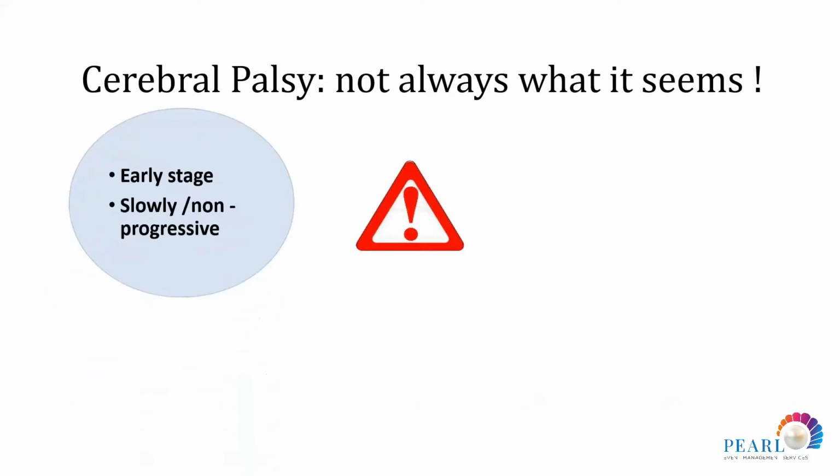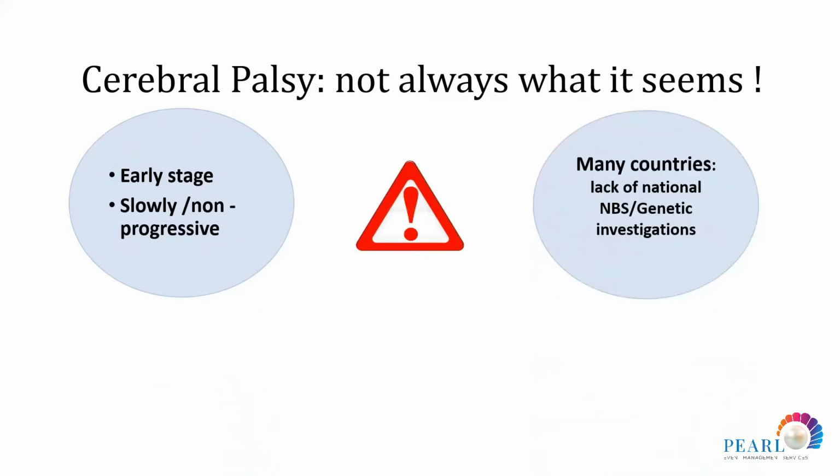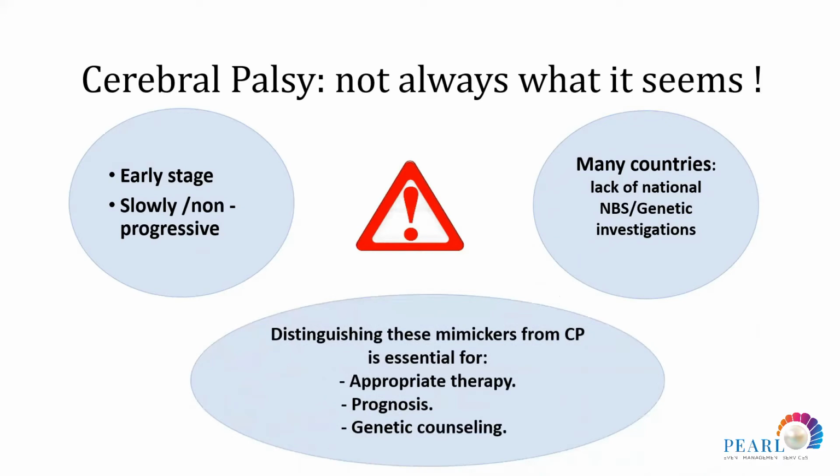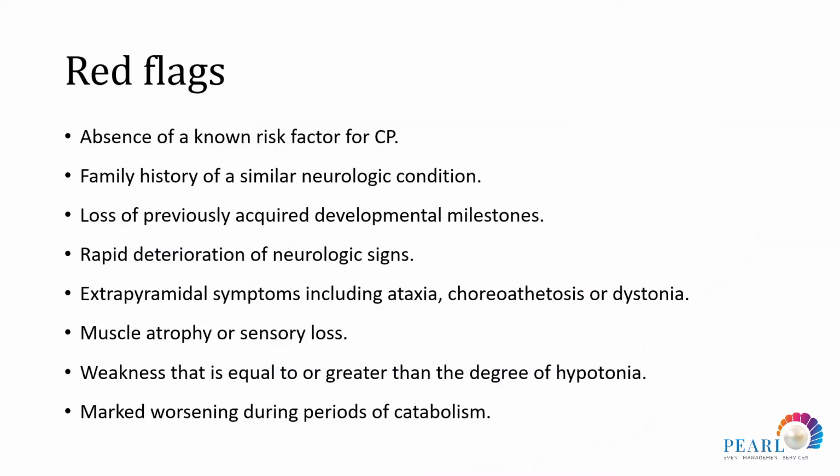A lot of mimickers, mainly metabolic and genetic disorders, start very early. They could be non-progressive, or could be very slowly progressive. Also remember, in this part of the world, we lack an appropriate newborn screening program, and genetic investigation is not widely available. We need to diagnose these patients early because this will have an impact on the therapy. It will also allow us to counsel the parents about the prognosis, and it's very important for genetic counseling.